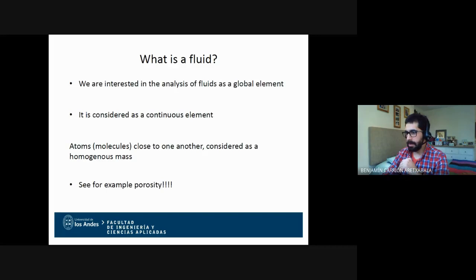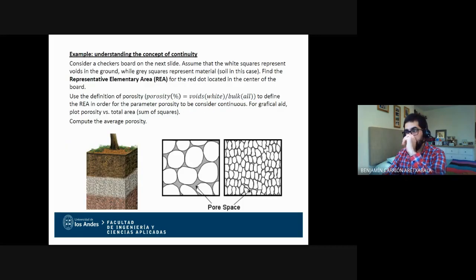So let's take porosity as an example to illustrate this concept. Porosity, you might know if you're taking a soil mechanics or groundwater course, you might know that the soil, the ground, is not solid. It's actually made of grains of little rocks or little sand, and these grains are in contact with each other, and they leave pores. They leave an empty space in between them, right?